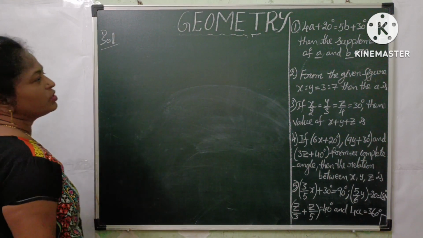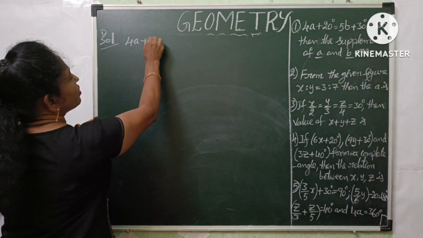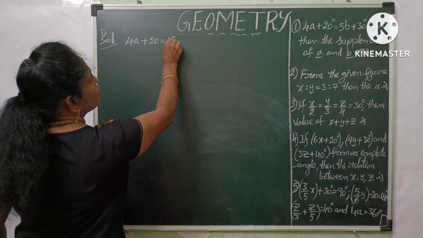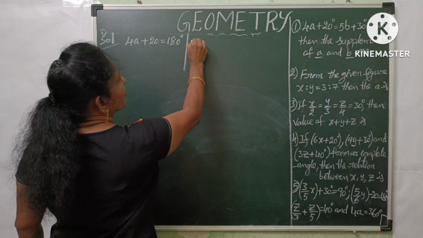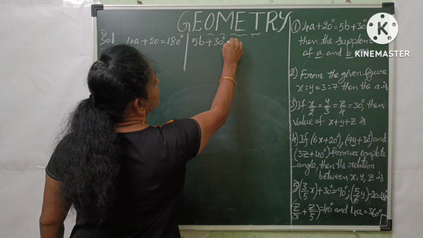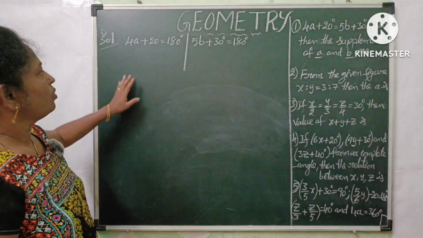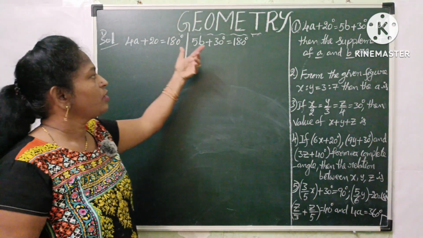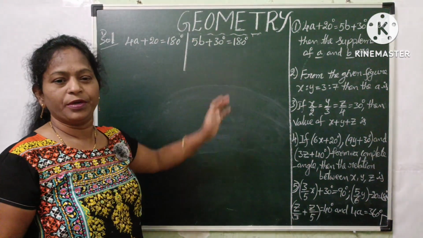First question solution. What is that? 4a plus 20 degrees equal to 180 degrees. And other pair, 5b plus 30 degrees equal to 180 degrees. Yes or no? Now let us see. We have to find here A value and B value. Then the supplement of A, supplement of B we need to find.